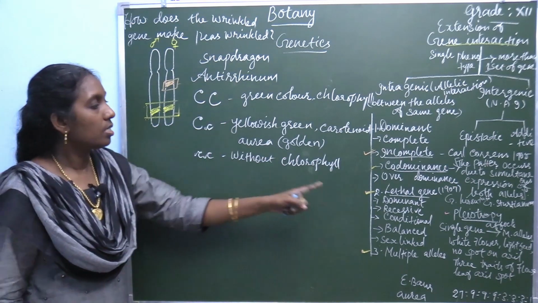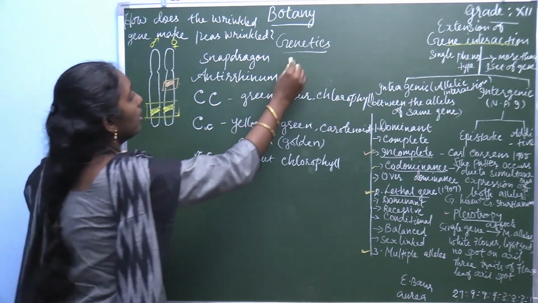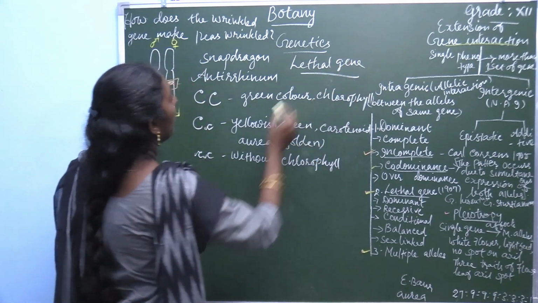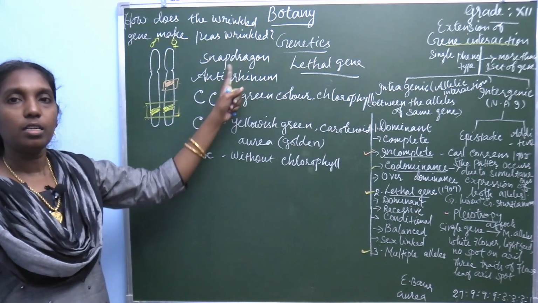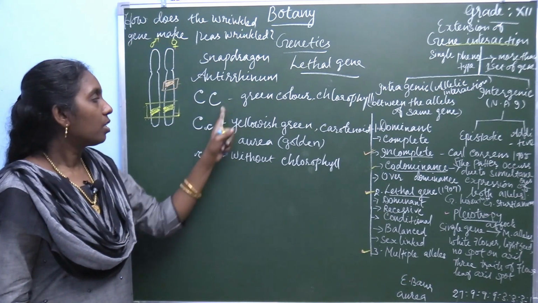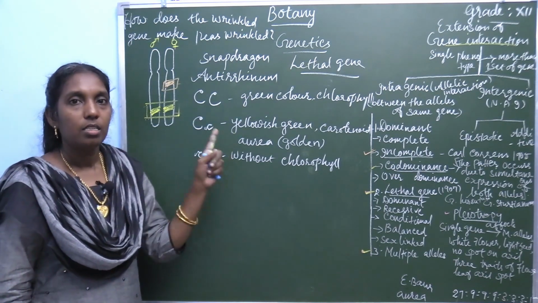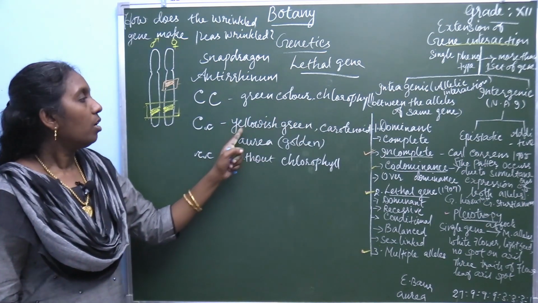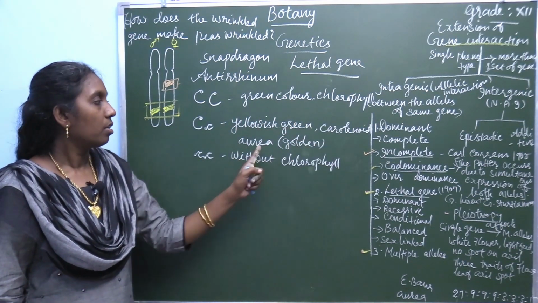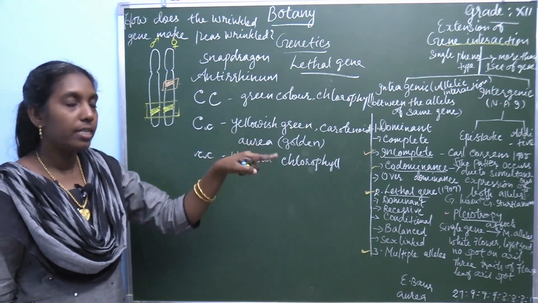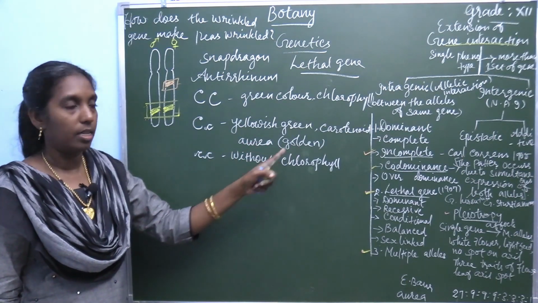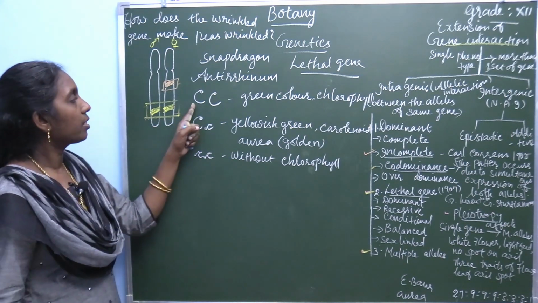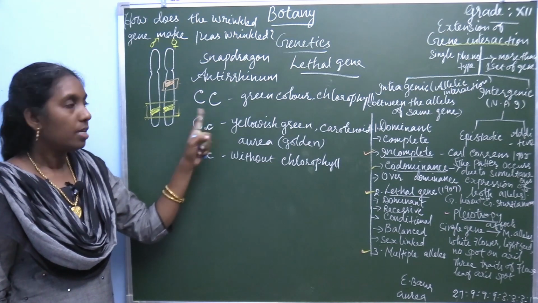So, here the gene is a lethal gene. In lethal genes, the example is snapdragon, that is Antirrhinum. There are three different genotypes, three different plants: green color with chlorophyll, yellowish green with carotenoid, which produces pale green or aurea or golden color, and without chlorophyll, small c small c. The dominant character is capital C capital C.